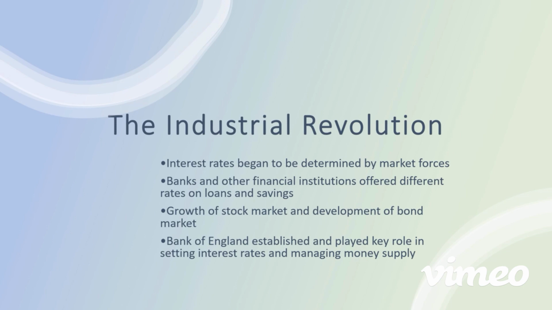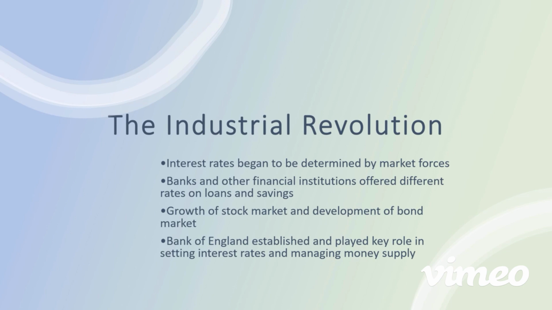During the Industrial Revolution, interest rates began to be determined by market forces. Banks and other financial institutions began to offer different rates on loans and savings, depending on the level of risk. The growth of the stock market and the development of the bond market also gave rise to new ways to earn interest on investments. The Bank of England was established in 1694, and it played a key role in setting interest rates and managing the money supply.